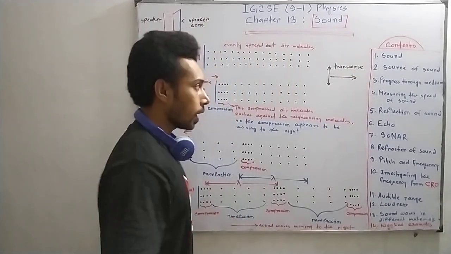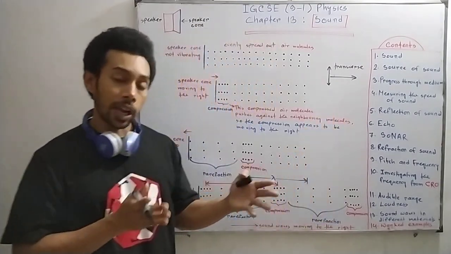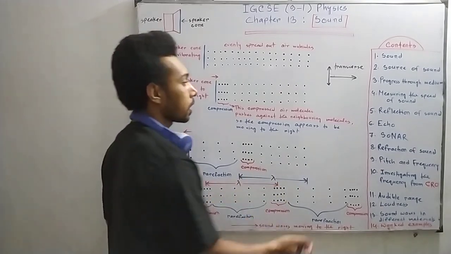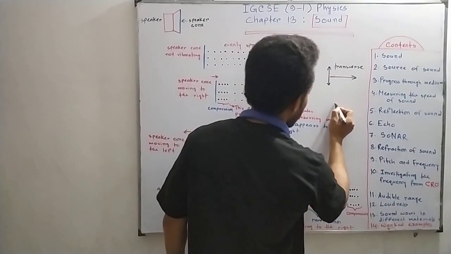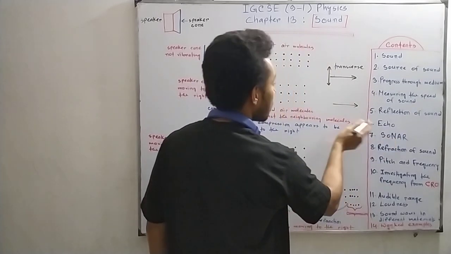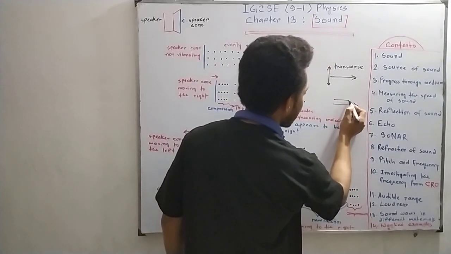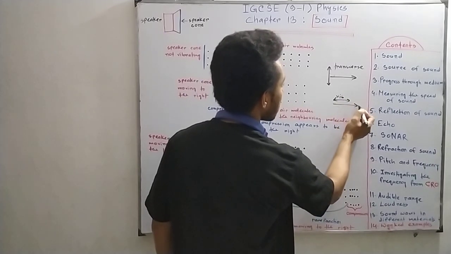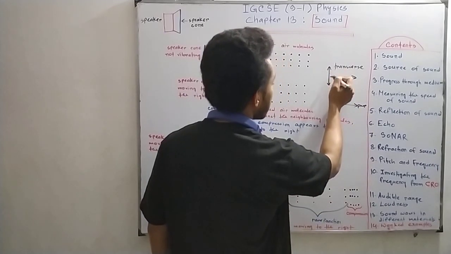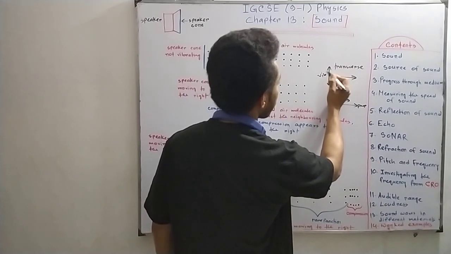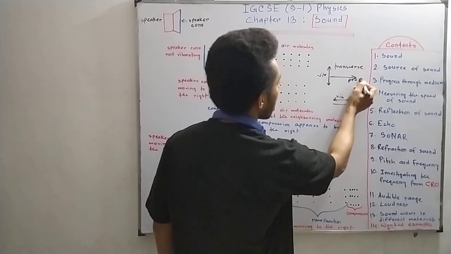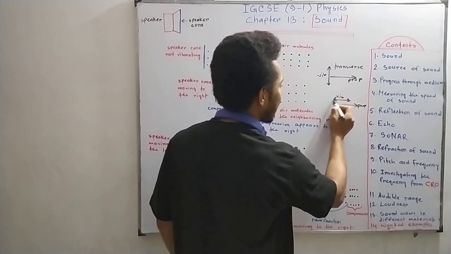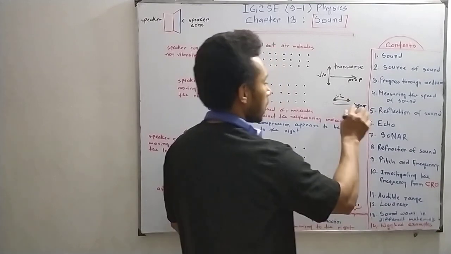But for longitudinal waves, the vibration takes place along the direction of propagation of the wave. For example, if the wave is traveling in this direction, the vibration takes place parallel to, or along, the direction of propagation. This is the direction of vibration and this is the direction of propagation. And in the transverse wave, this was the direction of vibration and this was the direction of propagation. So in longitudinal waves, the vibration takes place parallel to the direction of propagation.